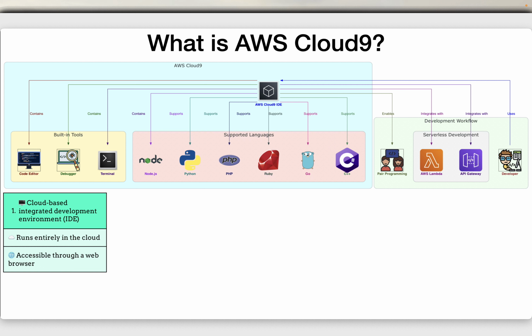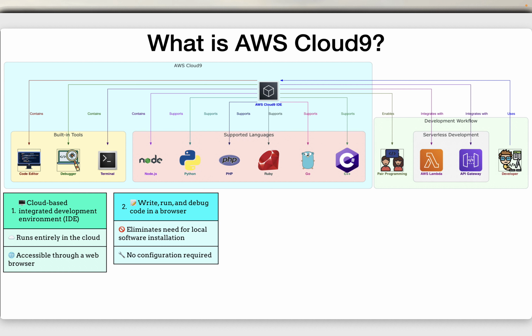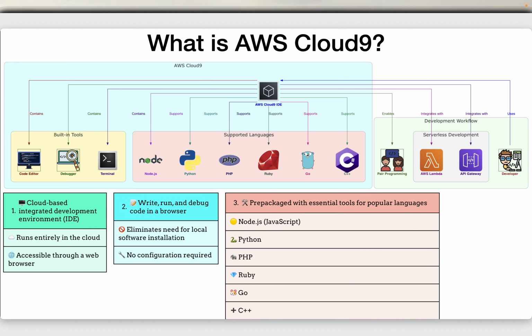So what is AWS Cloud9? AWS Cloud9 is an IDE, integrated development environment, that runs entirely in the cloud, providing a complete development environment accessible through a web browser. With Cloud9, developers can write, run, and debug their code directly in a web browser, eliminating the need for local software installation and configuration. Cloud9 comes pre-packaged with essential tools for popular programming languages such as Node.js, Python, PHP, Ruby, Go, C++, making it easy to start new projects without any additional setup.